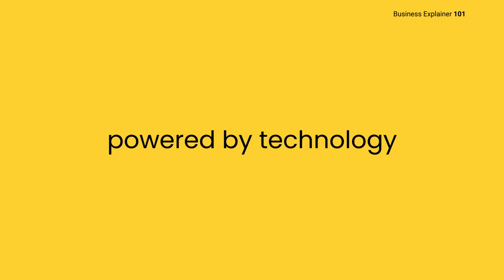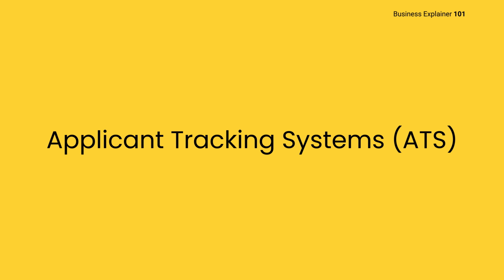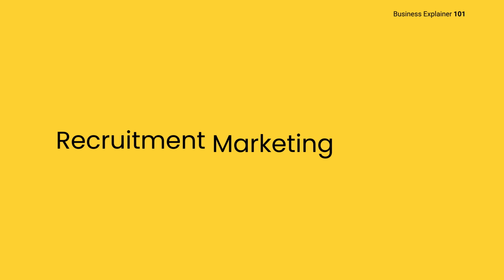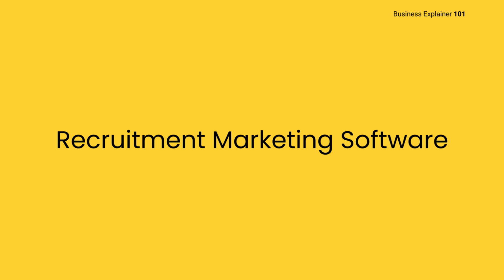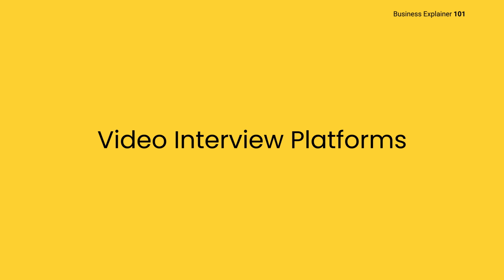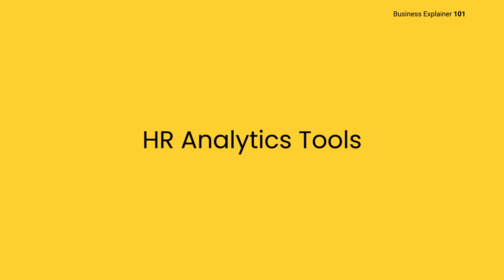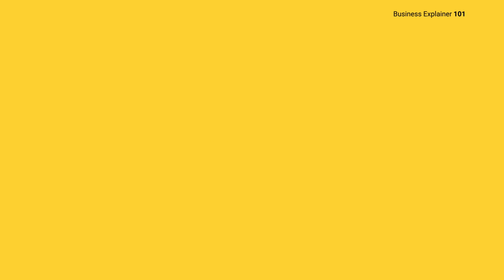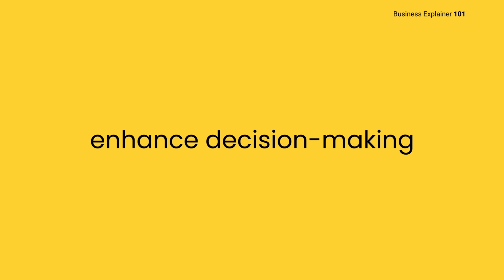Modern recruitment is powered by technology. Here are some examples. Applicant tracking systems, ATS. Organize applications and streamline communication. AI tools. Automate resume screening and even suggest top candidates. Recruitment marketing software. Helps promote openings with targeted ads and social media campaigns. Video interview platforms. Useful for remote or global hiring. HR analytics tools. Provide insights into hiring patterns and outcomes. These tools save time, reduce bias, and enhance decision-making.